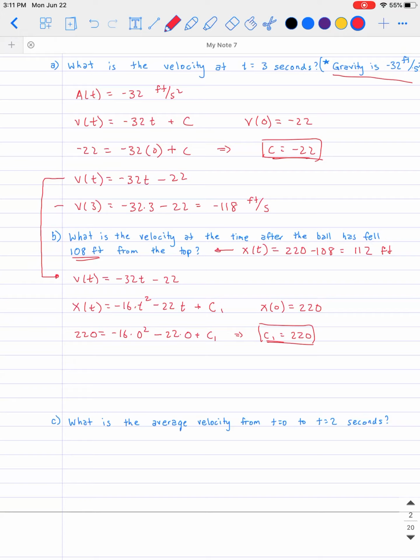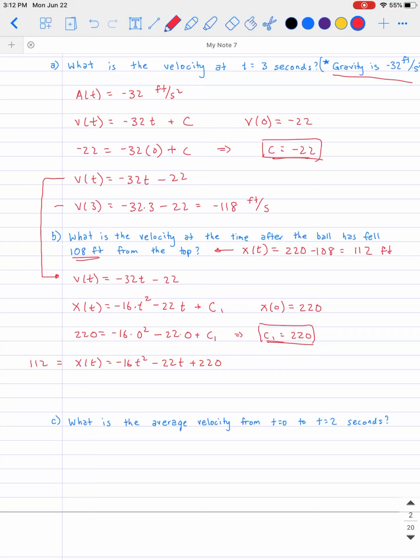Nonetheless, let's put everything back. As of right now, we have x of t is equal to negative 16t squared minus 22t plus 220. And remember what we said earlier? I need to plug 112 into this equation, and find out what time gives you the height of 112. With that time, I'm then going to plug it into the velocity equation and solve for it. So as of right now, we have to take this quadratic and solve it. Let's see if we can clean this up a little bit.